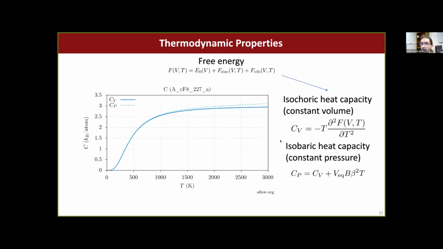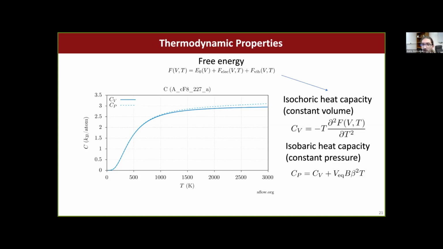And the last property you can extract is the heat capacity. Heat capacity in general tells you how much heat you need to apply to a system to increase its temperature by 1 degree. And you have two possibilities. Usually in experiment, we operate at constant pressure, so we have an isobaric heat capacity. But in calculations, for example with the APL module, we actually have constant volume.